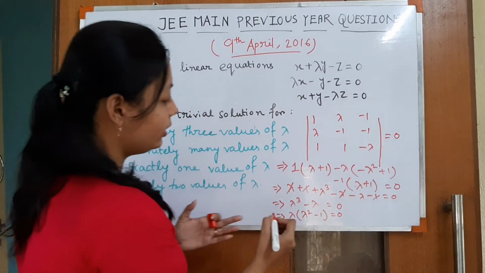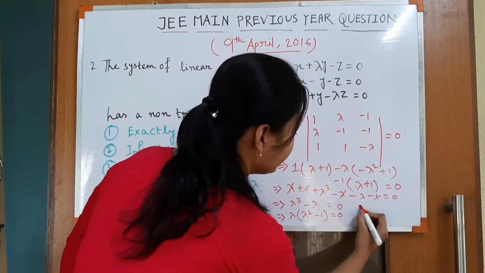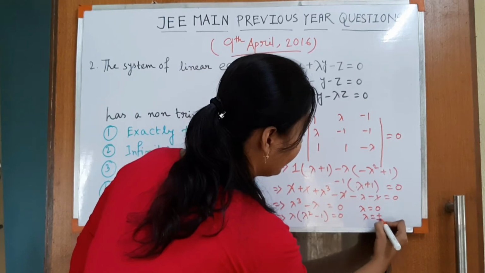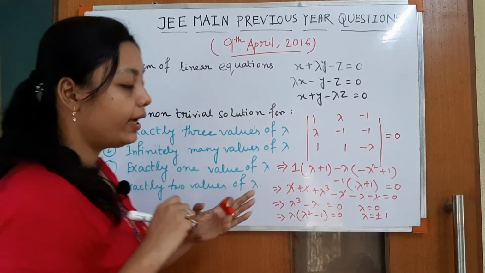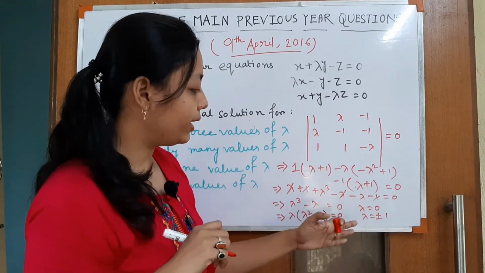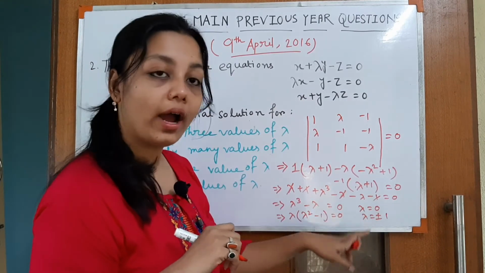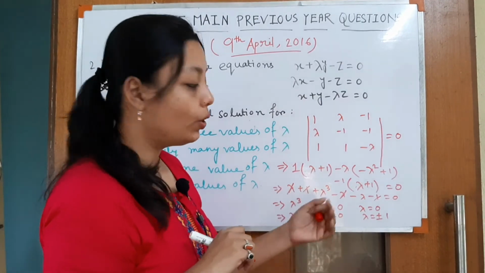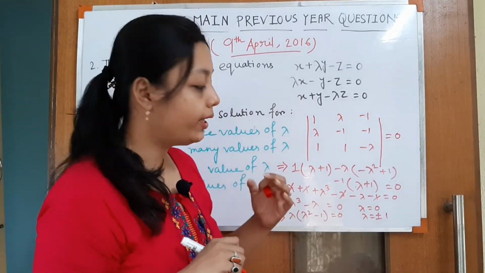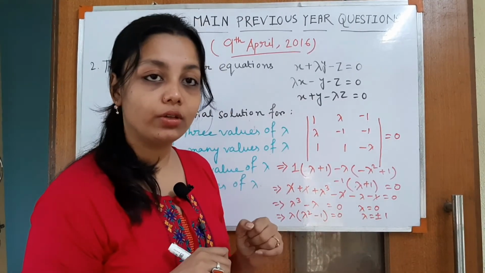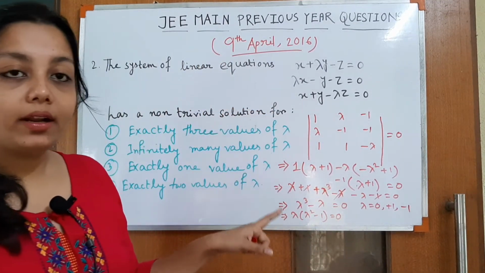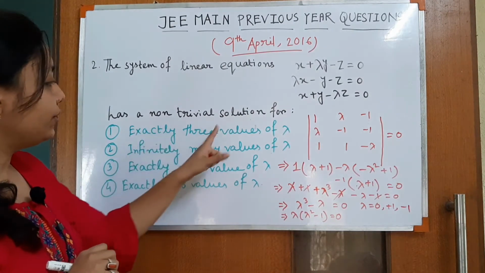So here the solutions are lambda equal to 0 or lambda equal to plus minus 1. So here we can get 3 solutions of lambda: 0, 1 and minus 1. Since 1 and minus 1 are the non-zero roots of lambda, we can say that these are non-trivial solutions. So here the non-trivial solutions are 0, plus 1 and minus 1. So exactly 3 values of lambda.